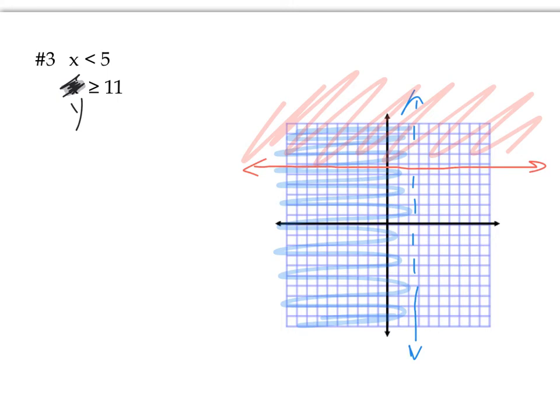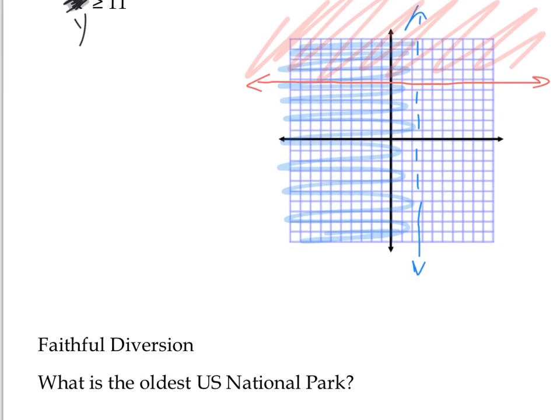So make sure that you check where graphs are overlapping. They might not. That means it's no solution. And remember what to do with those vertical and horizontal lines and how to graph those, because we will still be seeing those.